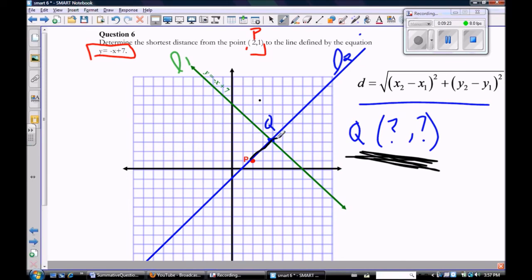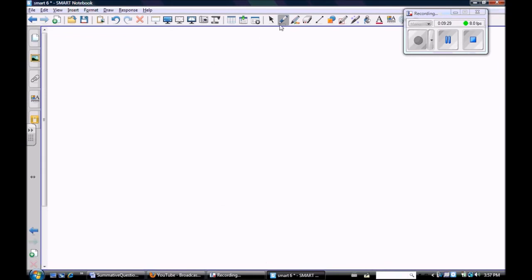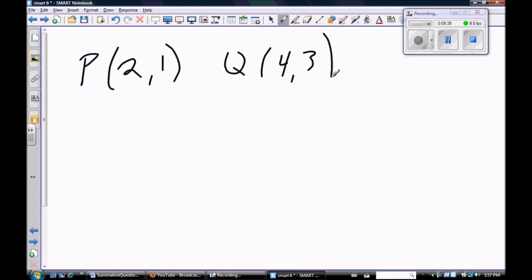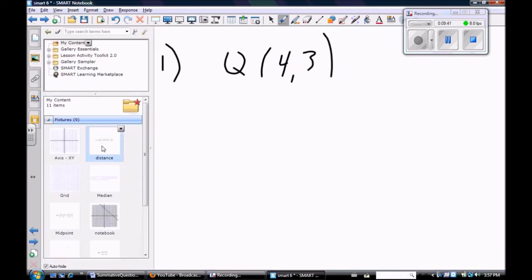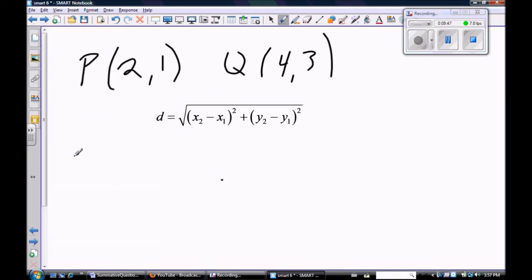And again, I'm going to do that using the distance formula. So here we go. Almost done, and it only takes me one video. Woof. So P was the point (2, 1). Q was the point (4, 3). And let's grab the distance formula. You have it memorized, but just in case, there it is. And so now, the distance between P and Q.